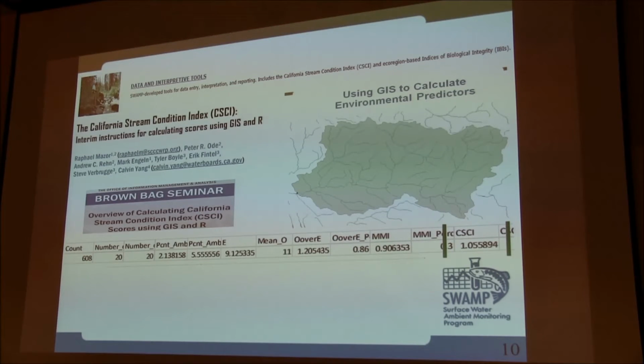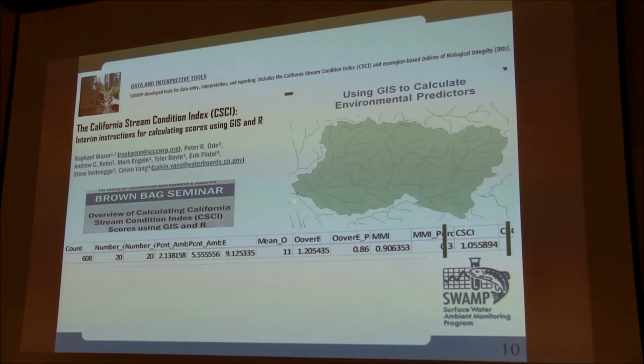If you click on the Data Interpretive Tools link, you'll be able to download a PDF instruction manual of how to calculate the CSCI yourself if you wanted to, using GIS, or the Geographic Information Systems, and R, which is a statistical software. The instructions go over how to delineate the watershed from your sampling site using GIS.